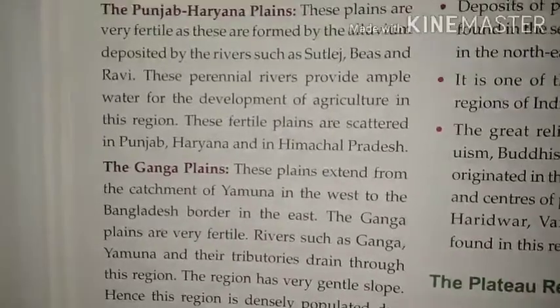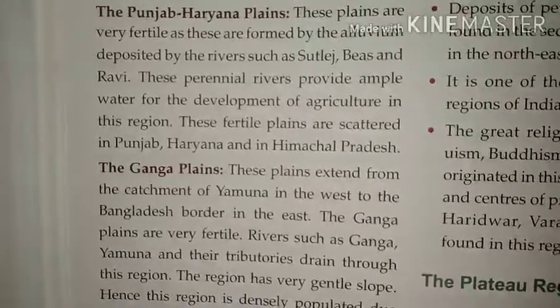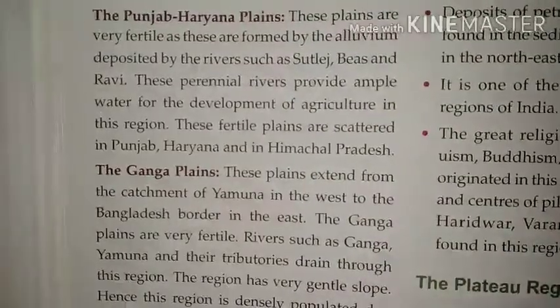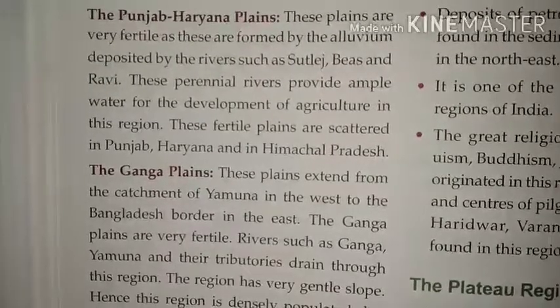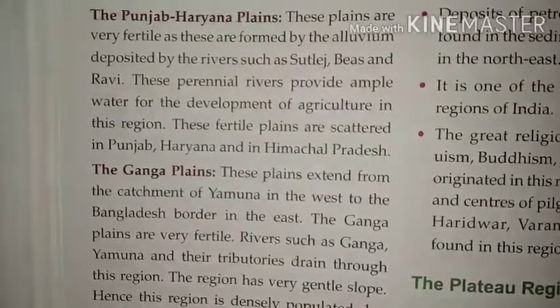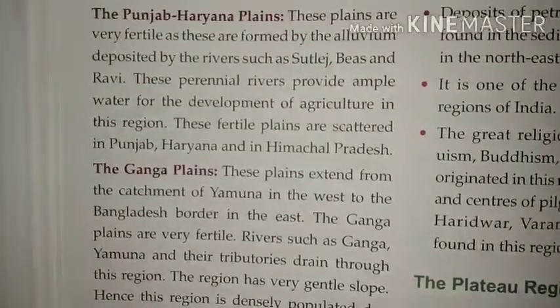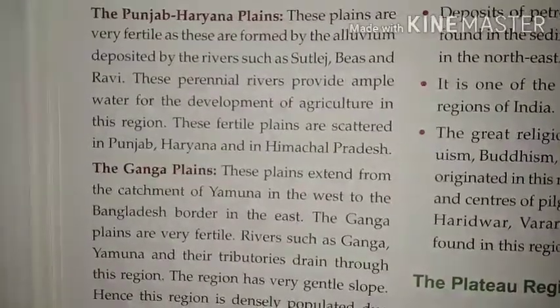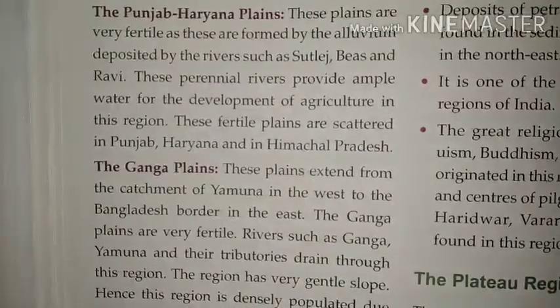So the previous one we talked about, that Rajasthan plain, is located entirely in Rajasthan, one of the states of our country. And next one is Punjab Haryana plain. So from the name you can understand that this fertile plain is scattered in Punjab, Haryana, and also some part is there in Himachal Pradesh. These plains are actually very fertile plains.